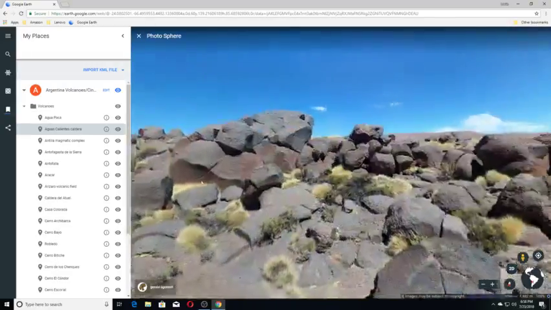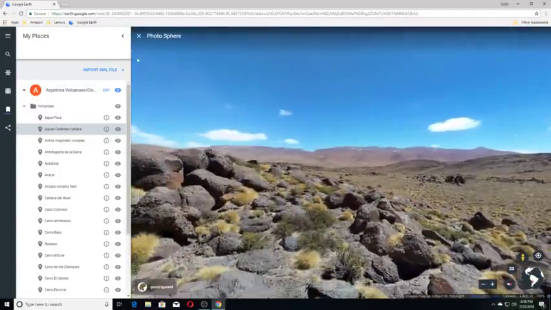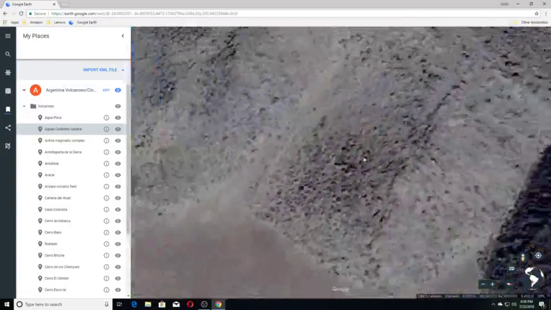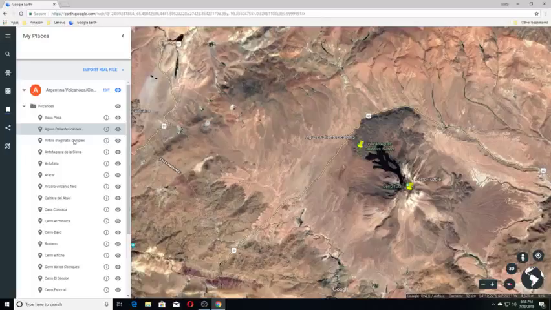All right. So this is the caldera area. If we look out here, this is all the caldera. Our next one is Antilla Magmatic Complex.